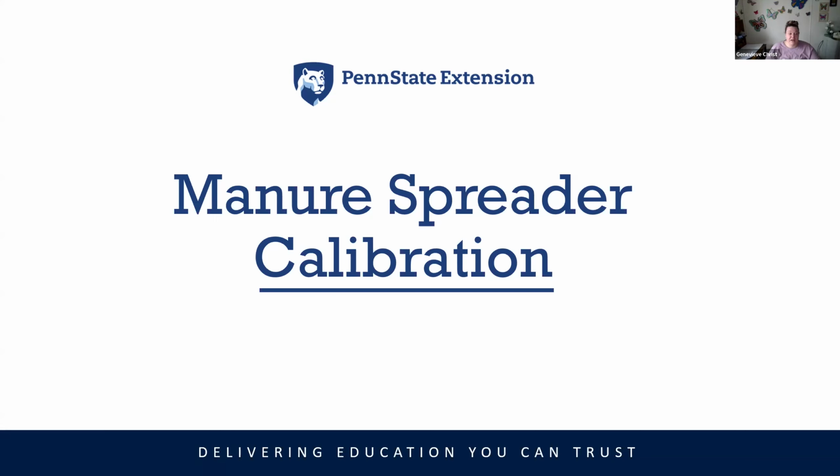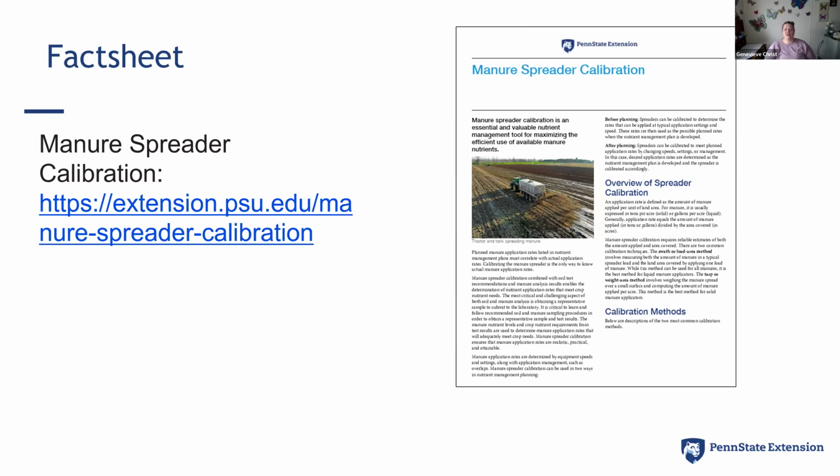But in the short term, we're going to continue on and talk about manure spreader calibration. And so again, there's a fact sheet on this, right? Part of the nutrient management program. This is the manure spreader calibration fact sheet. And so we're going to go through a few things from this fact sheet here in this presentation.